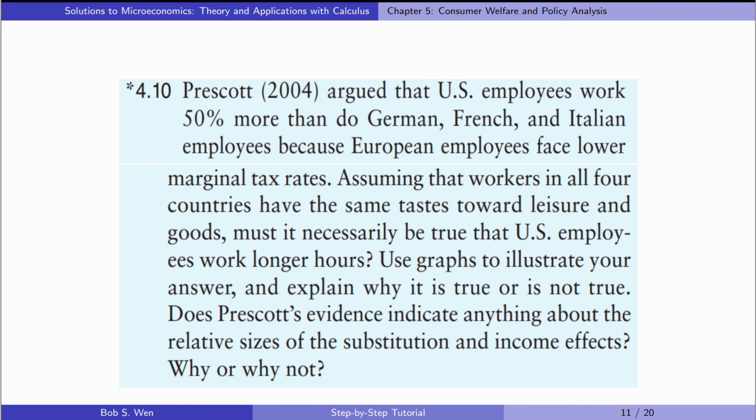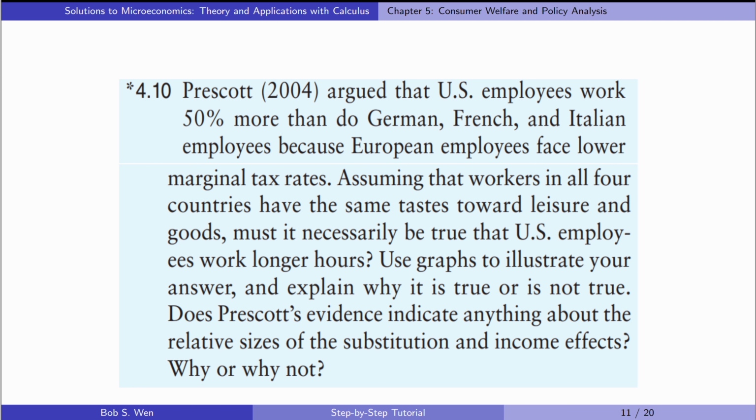Let's find answers to exercise 4.10. The researcher argued that US employees work 50% more than German, French, and Italian employees because European employees face lower marginal tax rates. Assuming that workers in all four countries have the same tastes toward leisure and goods, must it necessarily be true that US employees work longer hours? Use graph to illustrate your answer and explain why it is true or is not true.